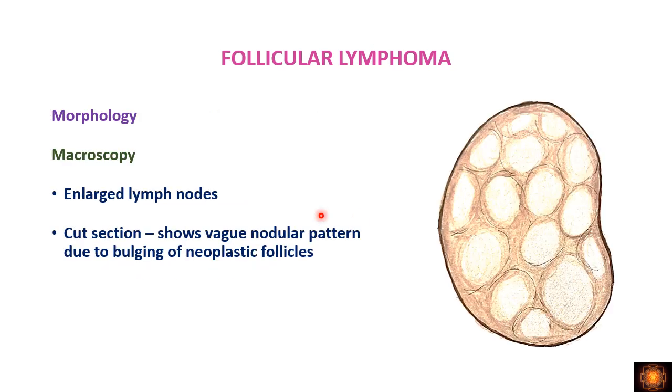Coming to the morphology, when you see grossly, the lymph node will be enlarged and it will have a nodular pattern. This nodular pattern is because of the follicles which are formed by the tumor cells. So vaguely it has a nodular pattern and an enlarged lymph node.